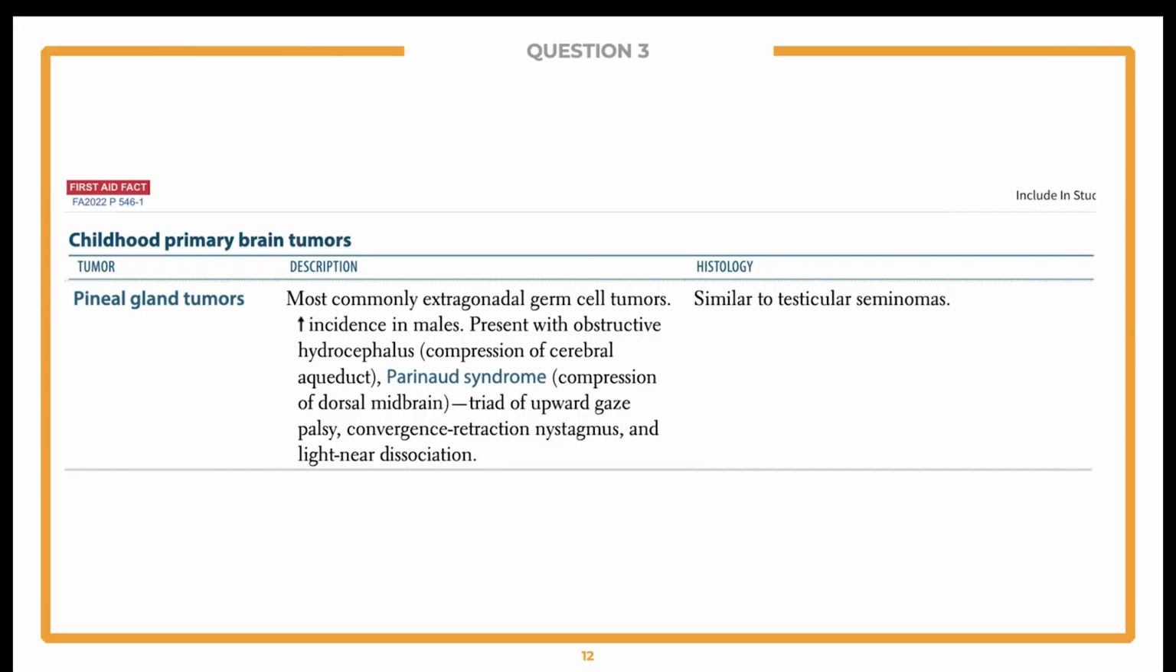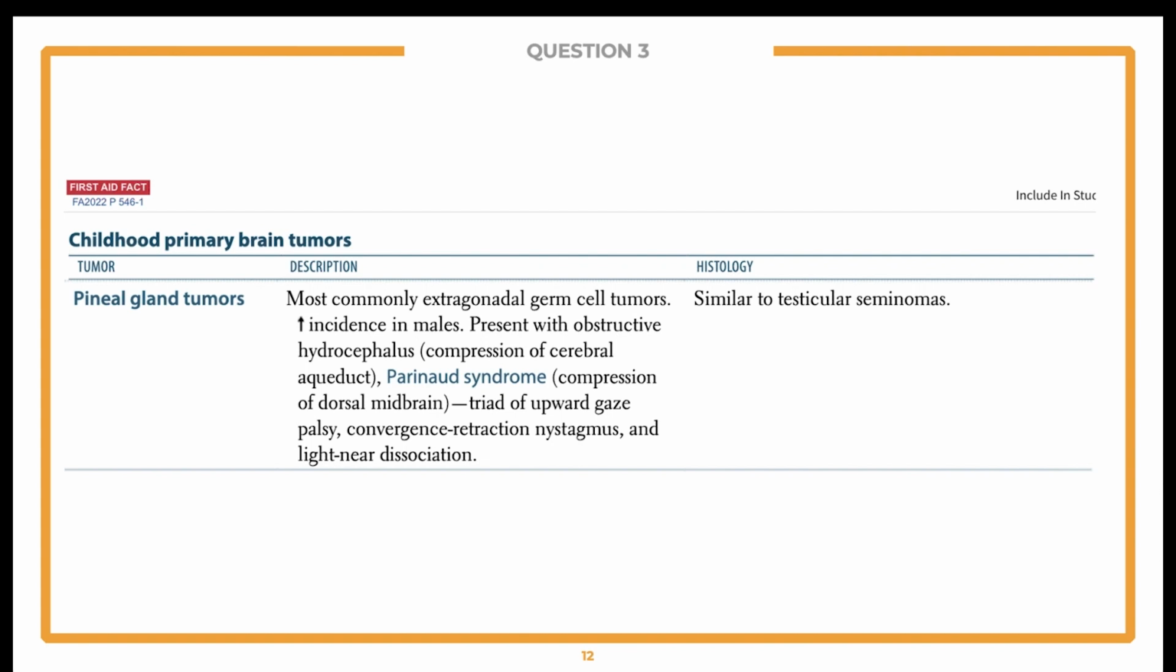And as Sean mentioned, go ahead, Sean, if you're going to. Yeah, sorry about this. I forgot about the slide. So if you look here, you'll see pineal gland tumors, right? It says increased incidence in males. And you see here Parinaud syndrome, triad of upward gaze palsy, convergence-retraction nystagmus, and light-near dissociation.